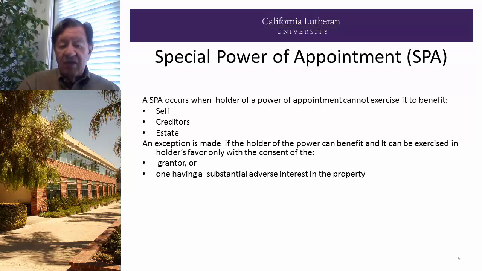An exception is made if the holder of the power can benefit and be exercised in holder's favor only with the consent of the grantor or having a substantial adverse interest in the property. So if the trustee was in the position where they had to get, under the terms of the trust, the permission of the grantor before they released the money. In other words, the grantor retained the right to approve it, then it would not be a general power of appointment, even though they could benefit.